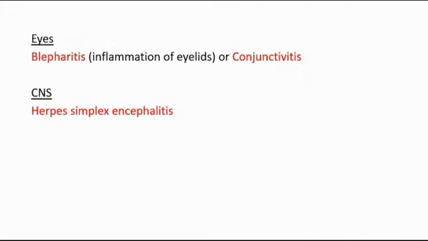Besides the skin and the oral cavity, there are also some features seen at the eyes, which are blepharitis, the inflammation of eyelids, or conjunctivitis. For the eyes, it may also spread to the cornea, causing scarring of the cornea and later loss of vision for the child. Whereas for the CNS, the central nervous system, there might be complications like herpes simplex encephalitis. This encephalitis has a very high mortality rate, which is 70% if left untreated.